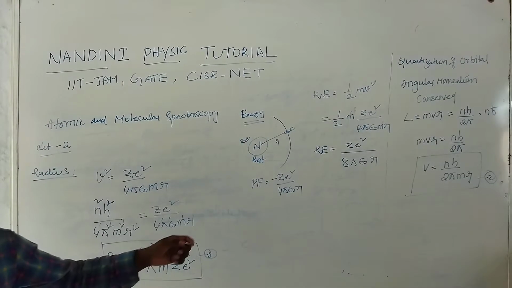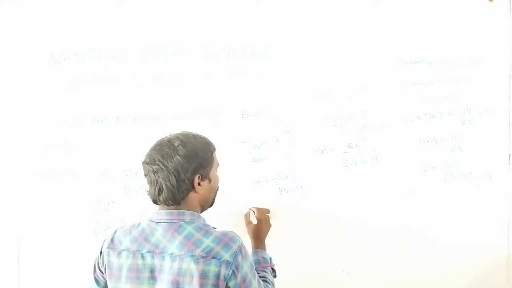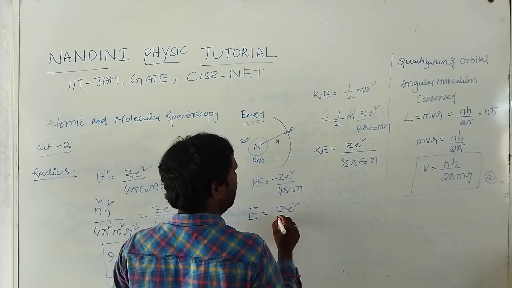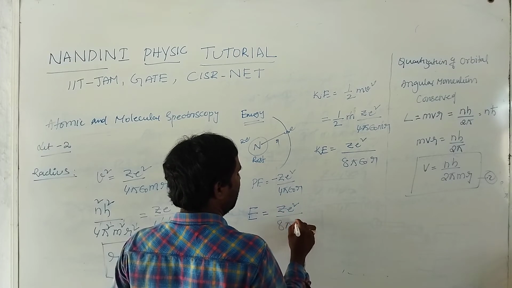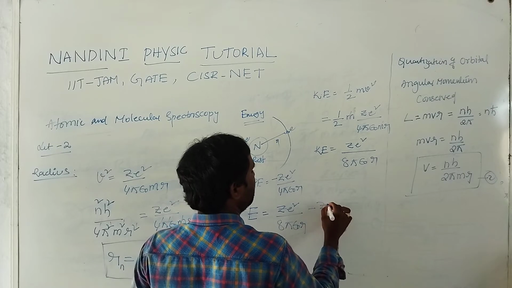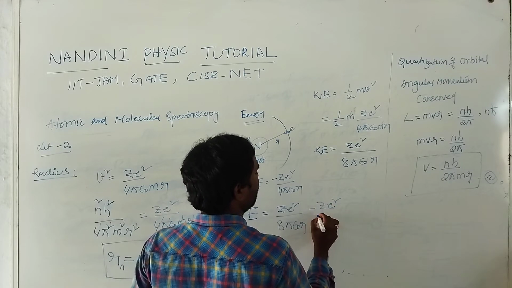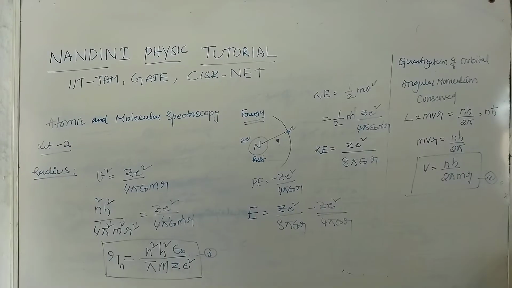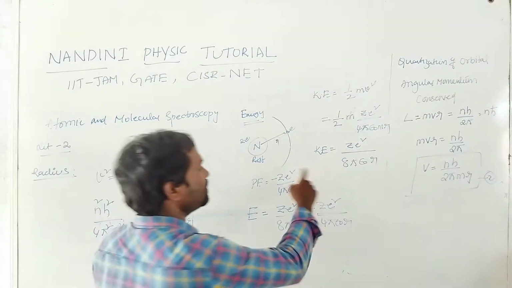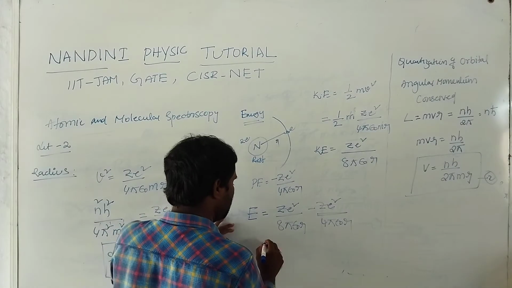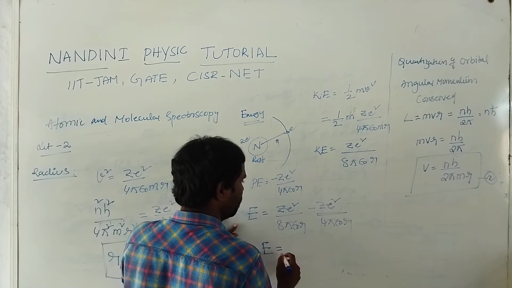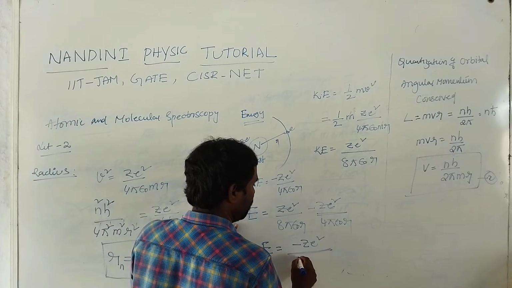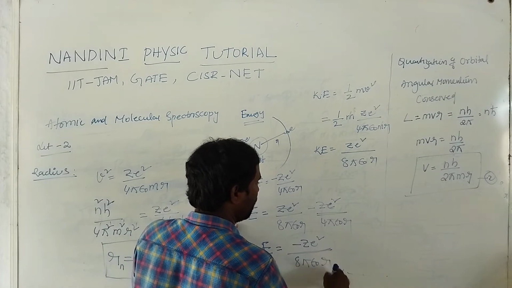So this is the kinetic energy and this is the potential energy. Then what is the total energy? E is equal to kinetic energy plus potential energy, Z e square by 8 pi epsilon naught r minus Z e square by 4 pi epsilon naught r. So energy E is equal to minus Z e square divided by 8 pi epsilon naught r.